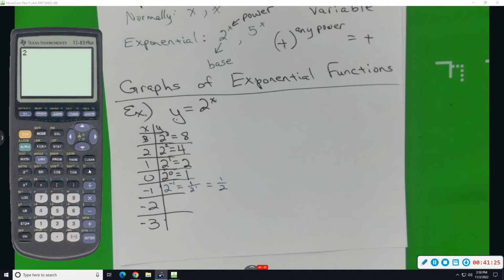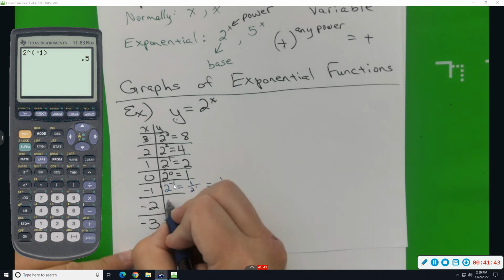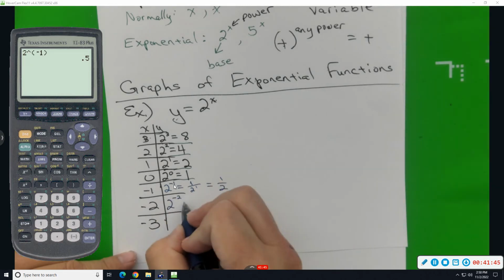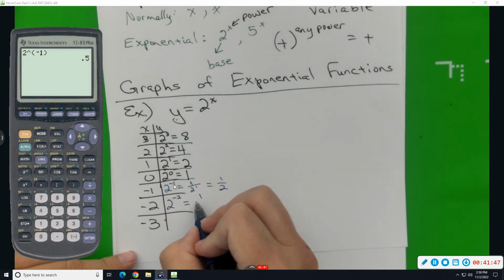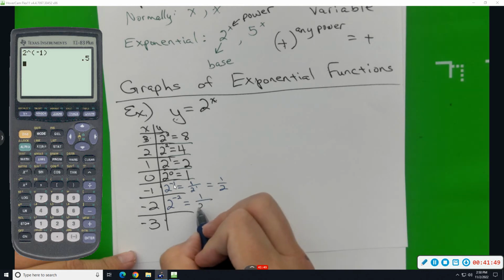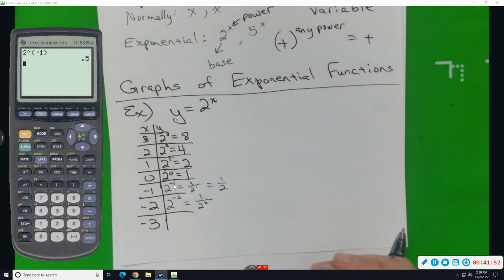There's nothing wrong there. 2 raised to the negative 1. Sure enough, there it is. Is 0.5 the same thing as 1/2? Plugging in a negative 2, we get 2 to the negative 2. That's 1 over 2 to the positive 2.